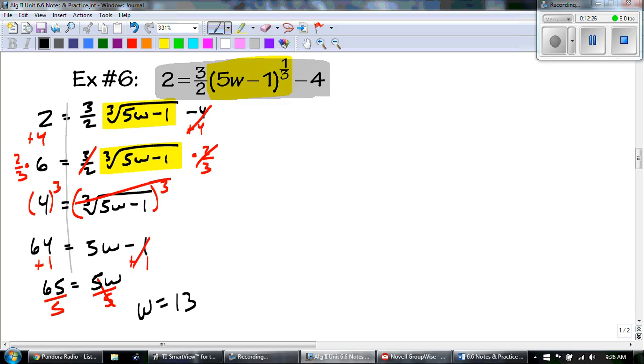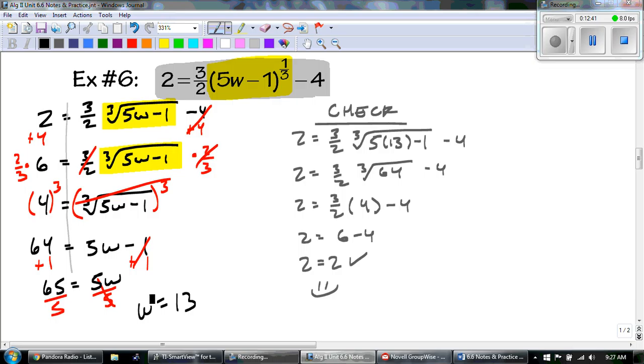Go ahead and pause the video, and good luck. Okay, and I got it to work. Did you? Well, 5 times 13 is 65. 65 minus 1 is 64. The cubed root of 64 is 4. 3 times 4 is 12, and 12 divided by 2 gives us 6, and then 6 minus 4 is 2. So, yeah, it kind of worked out.